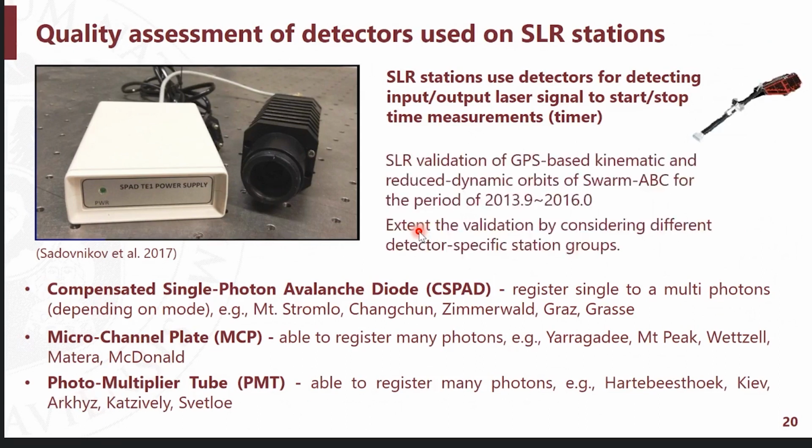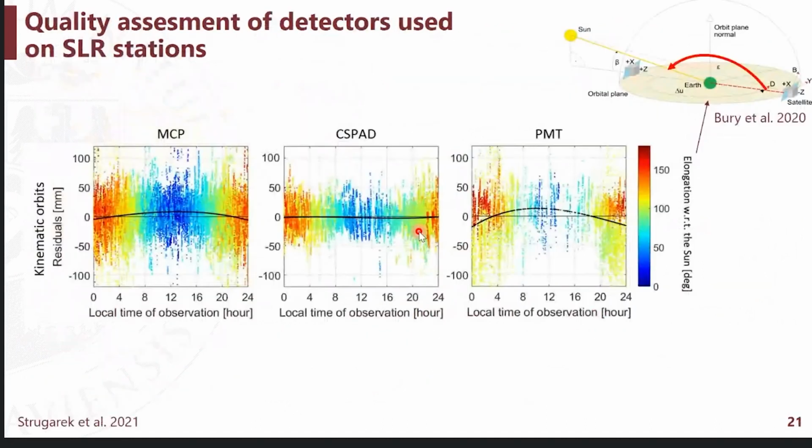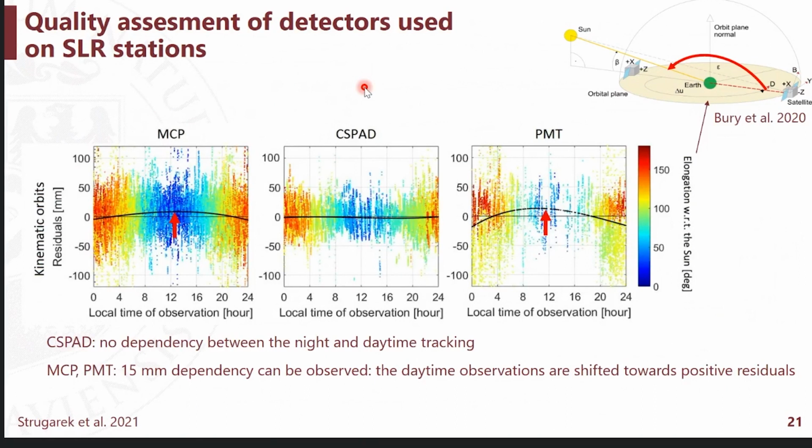And in my study, I've analyzed SLR residuals to the Swarm orbits with an extension of validation by considering different station groups divided by detector type. The figure shows an example of such an analysis for the kinematic orbits. We have SLR residuals with reference to the local time of observation and elongation angle for the PMT, CSPAD, and MCP groups. And we can notice that in the case of CSPADs there's no dependency between night and daytime tracking, whereas for the MCP and PMT, we can observe a 50 mm dependency of the residuals.